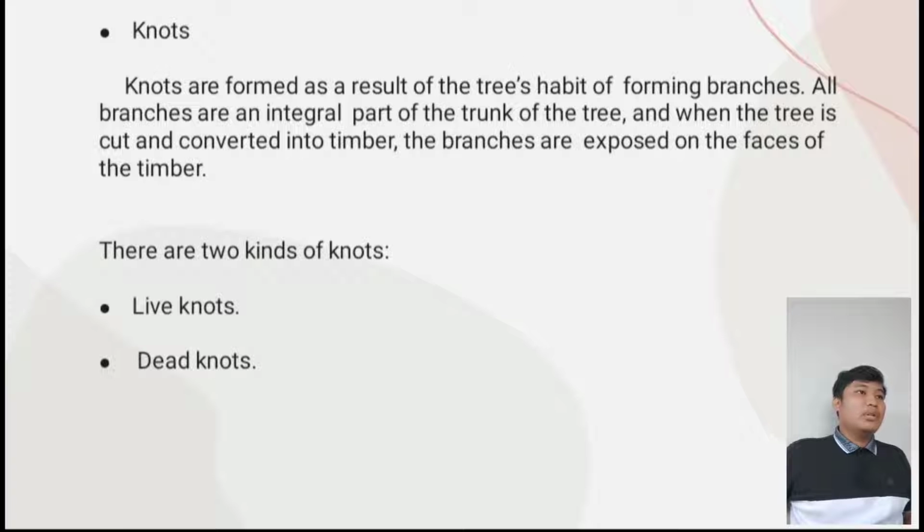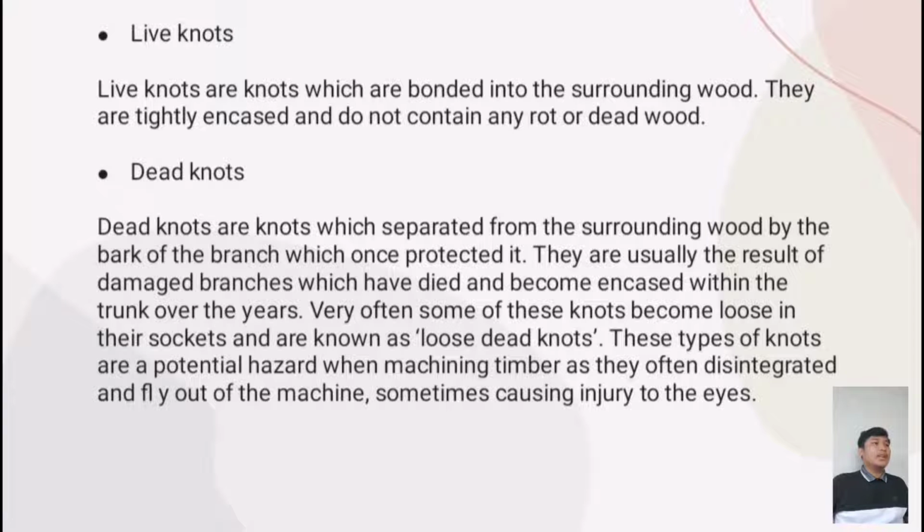Knots. Knots are formed as a result of the tree's habit of forming branches. All branches are an integral part of the trunk of the tree, and when the tree is cut and converted into timber, the branches are exposed on the face of the timber. There are two kinds of knot, live knot and dead knot. Live knots are knots which are bound into the surrounding wood. They are tightly encased and do not contain any rot or dead knot.